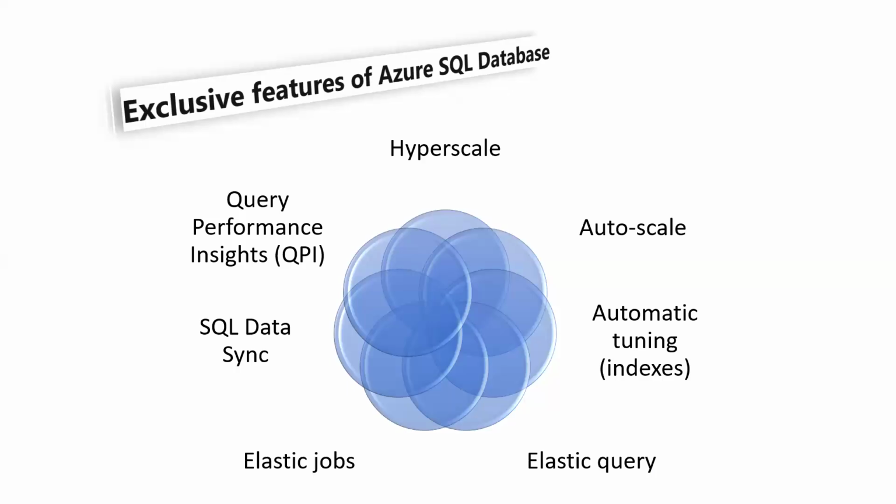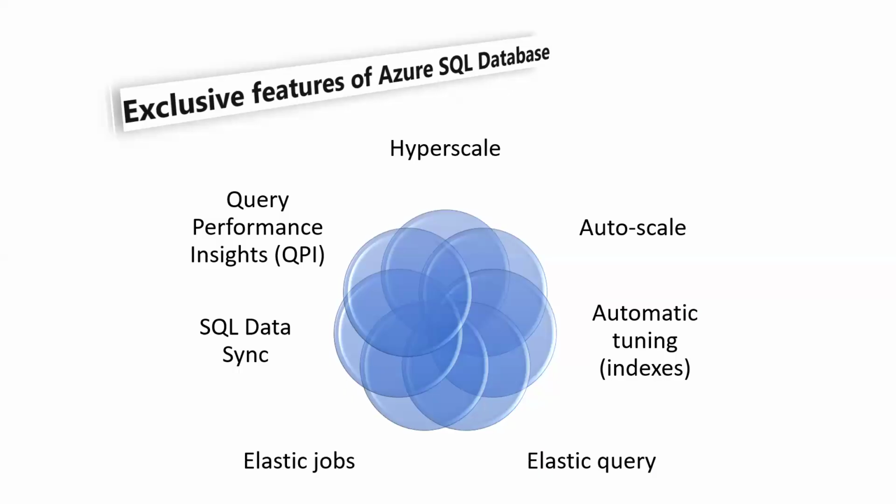And elastic query is for when you are sitting on one database, like database A, and you want to access data in database B. That is nothing but cross database queries. It is not available natively in Azure SQL Database. So we have this feature, and by making use of this feature, we can fulfill cross database queries.